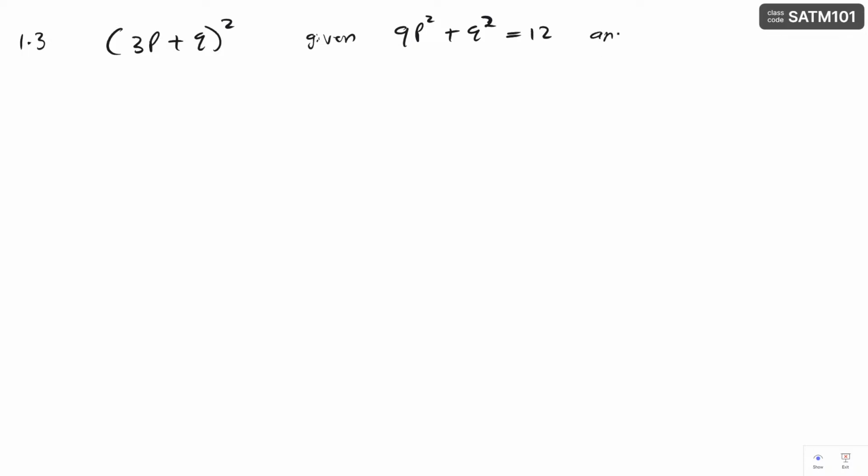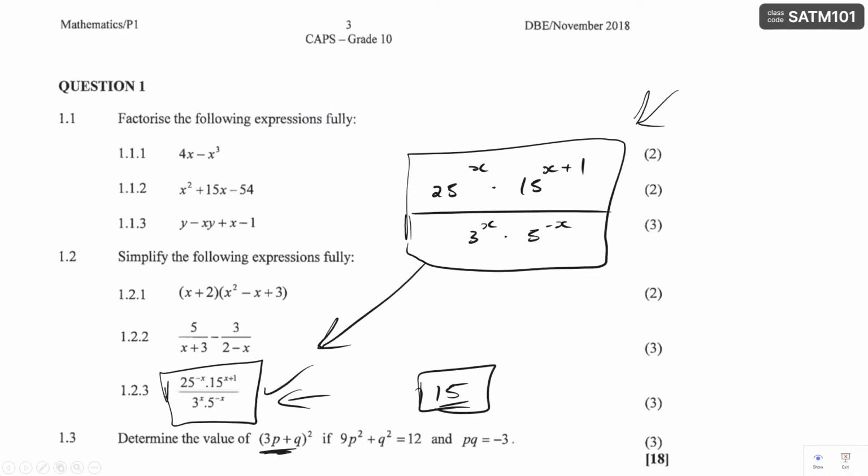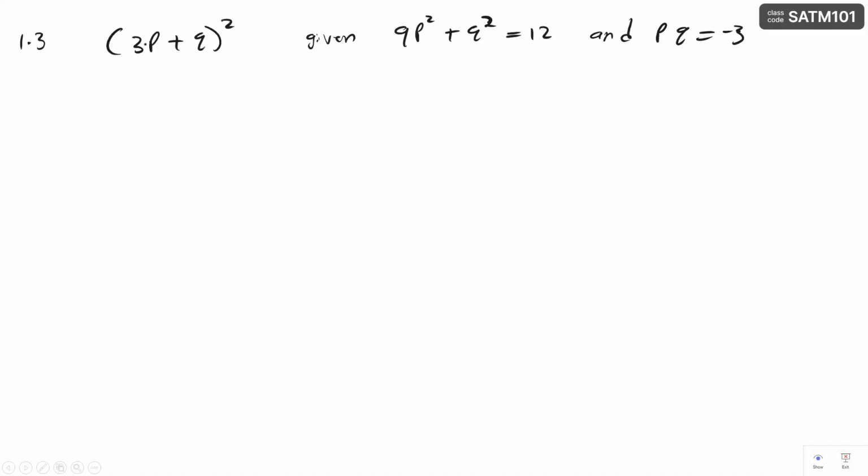And also that p and q is equal to -3. Let me check again because I don't want to repeat the same mistake. Yes, it's correct. So okay, the first thing that I need to do is try to simplify this one and check whether it's connected to this.